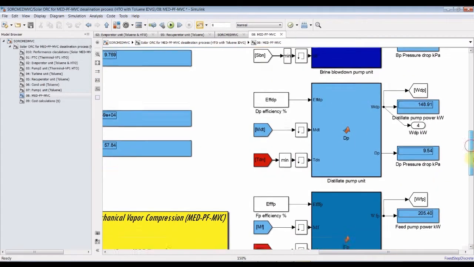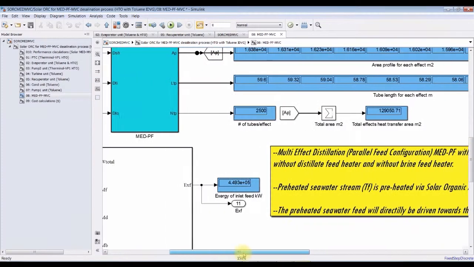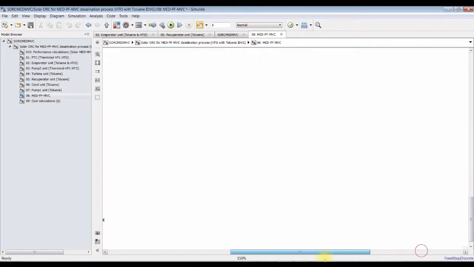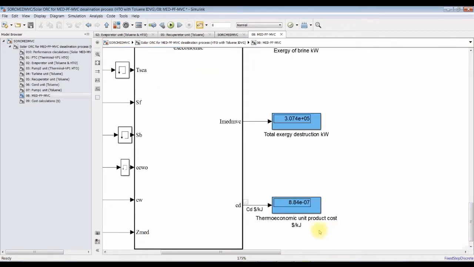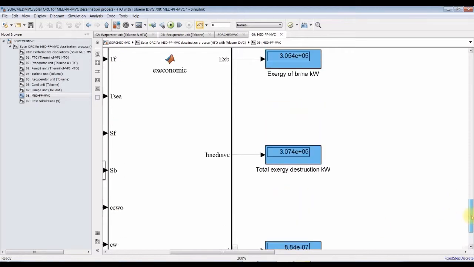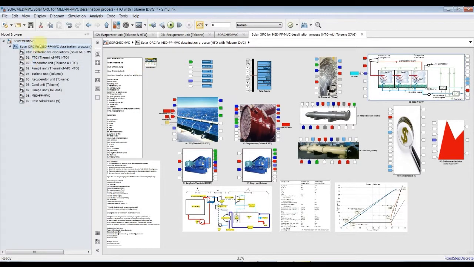This is a pumping unit, power consumption per each pump. Let's see. Yes, this is thermoeconomic product cost. Thermoeconomic product cost is around 0.8 US dollar per gigajoule.